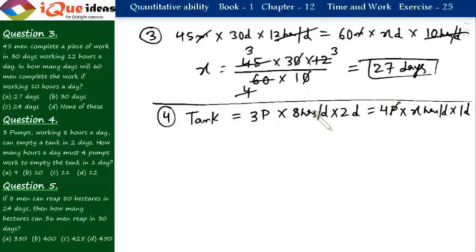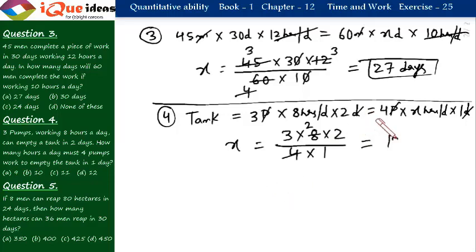So from here we can see P and P gets cancelled, okay, D and D gets cancelled. So the one that is required, we keep that unit. So X is equal to 3 into 8 into 2 divided by 4 into 1. So 4 cancels 8 2 times. So it is straight away 2 into 3 into 2. That is 12 hours per day. Okay. So these 4 pumps have to work 12 hours per day.